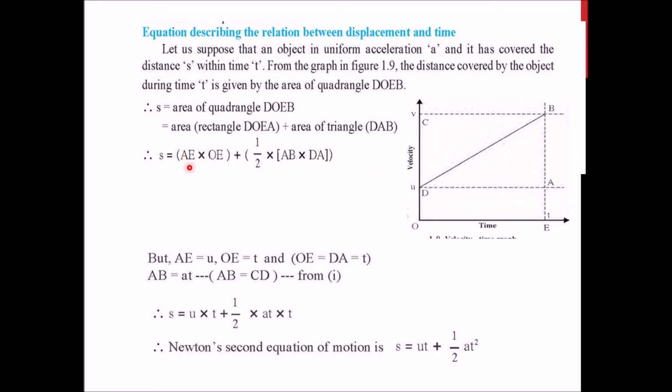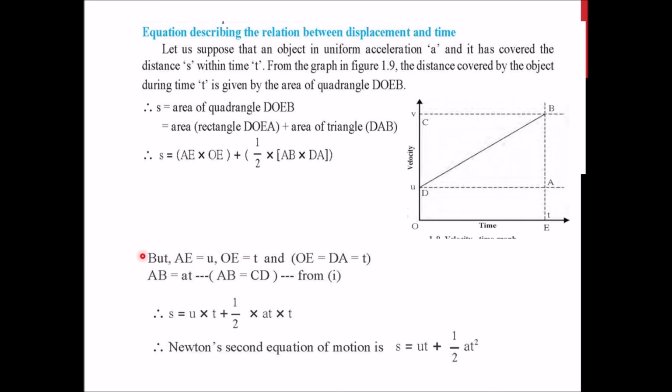So the area will be given by this. From the figure you will find the total area S. Area of the quadrangle splits into area of rectangle plus area of triangle. The area of rectangle DOEA is given by AE into OA, that is length into breadth. Everybody knows this. For the triangle, it is half into base into height, where the base is DA and the height is AB. So with this we'll get this.